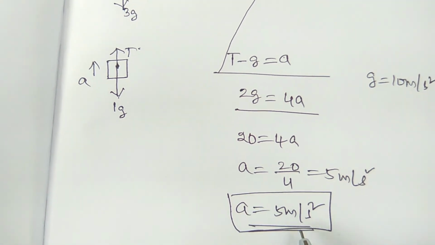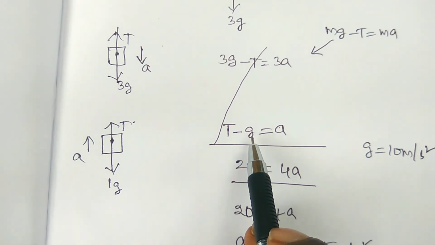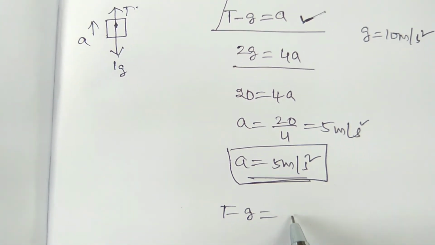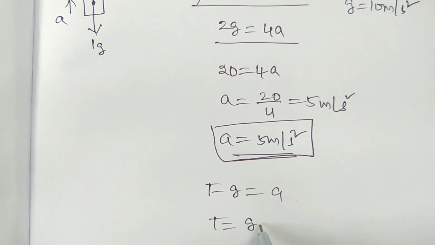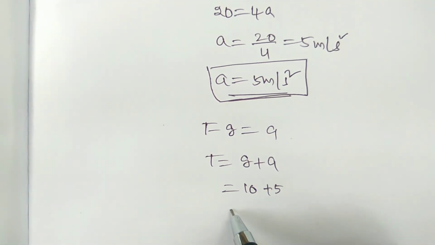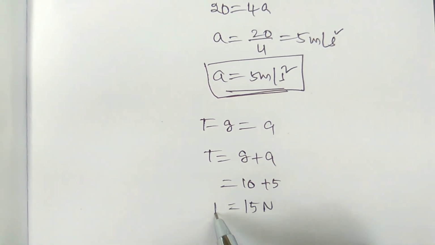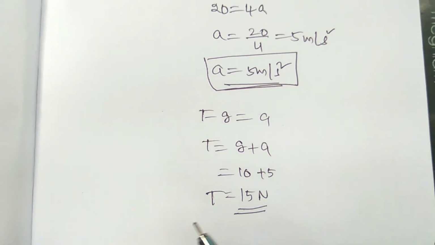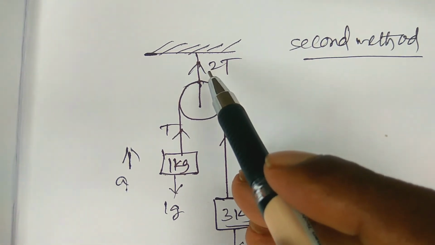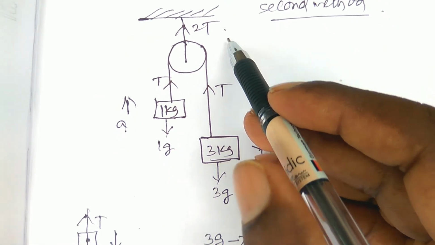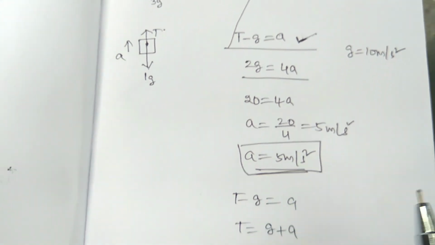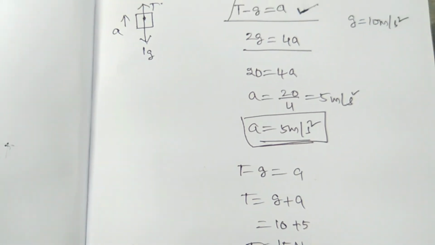Coming to the tension, here we use this equation: T − g = a, so T = g + a, where g is 10 meter per second square and a is 5, so T is 15 newtons. Tension T is 15 newtons, as we already calculated. And 2T acts at this point, so 2 × 15 is 30 newtons. So this is the second method to find the acceleration of the system and the tension in the system.